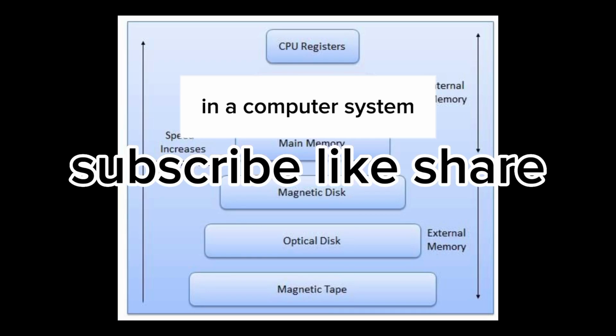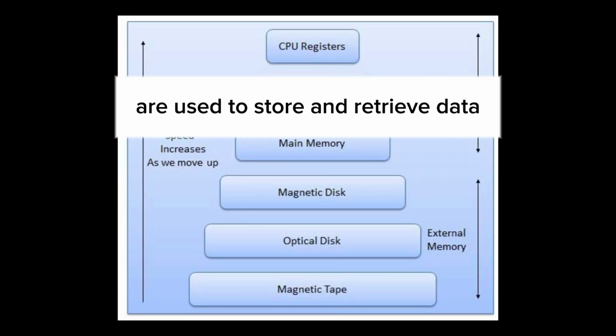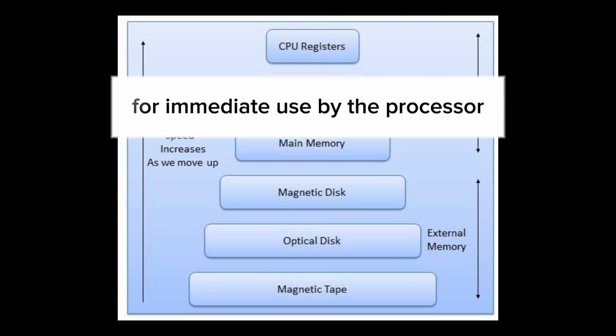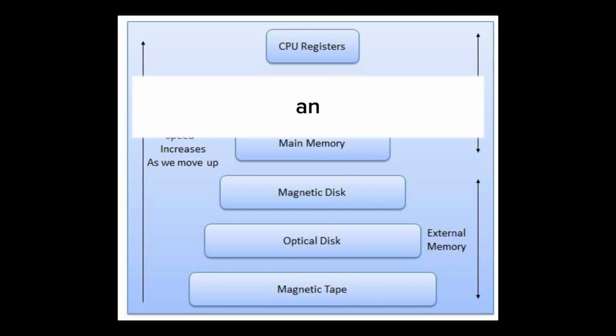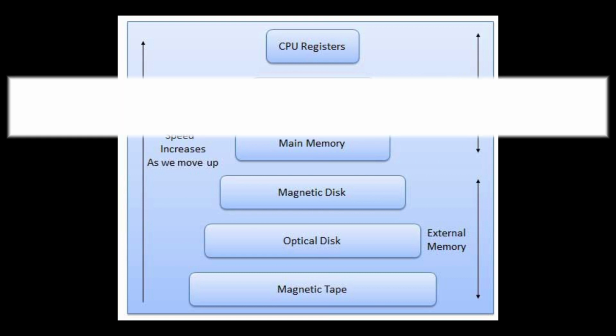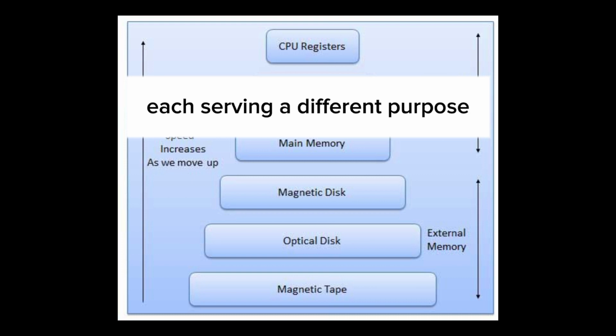In a computer system, memory refers to the electronic components that are used to store and retrieve data for immediate use by the processor. It plays a crucial role in the overall performance and functionality of a computer. There are several types of memory in a computer system, each serving a different purpose. Here are some of the main types.